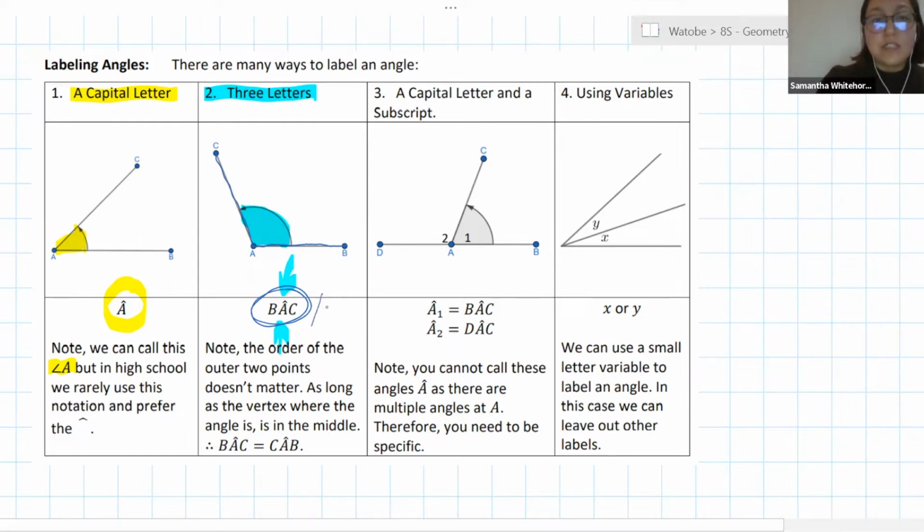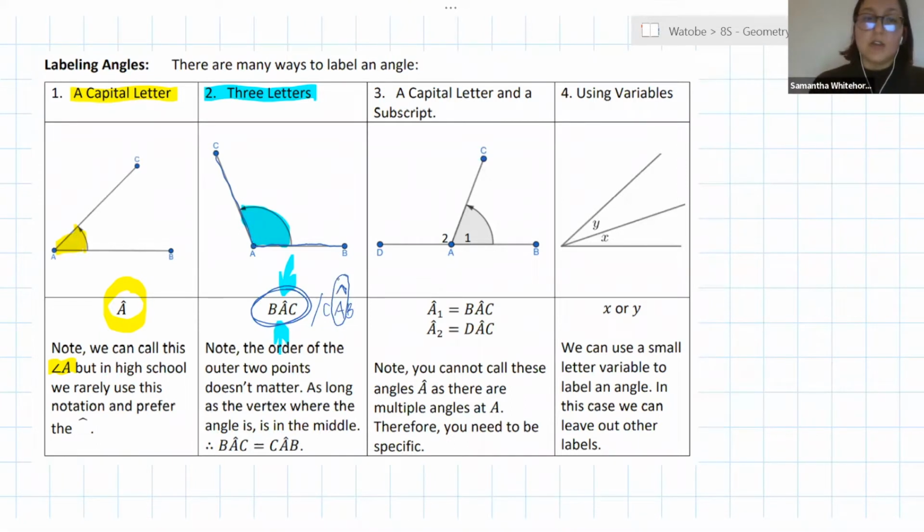If you had written this as angle CAB, that's absolutely fine because the hat is still on top of the correct letter, and that is always the middle letter. Okay, so just make sure your hat is on the right one. The order then isn't overly important.